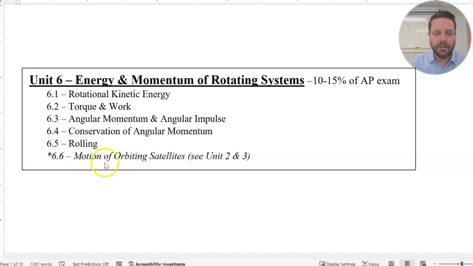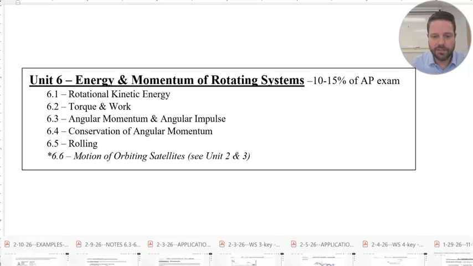The 6.6 involving the angular momentum of an orbiting satellite is pretty straightforward. We did the forces and energy of orbiting planets within our gravitational parts of Units 2 and 3. If we look at an orbiting mass, that would be considered a point mass that's moving in a circle when you do angular momentum. So we're going to disregard that section, at least for this video. All right, well, let's get to it.